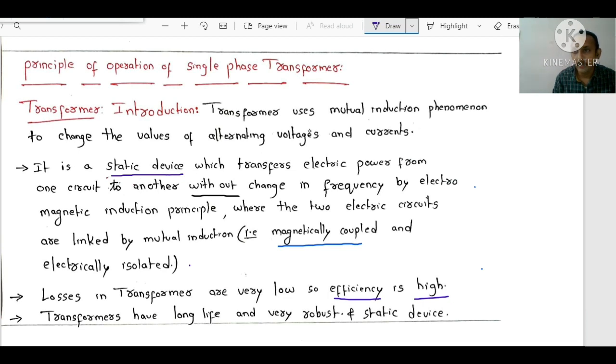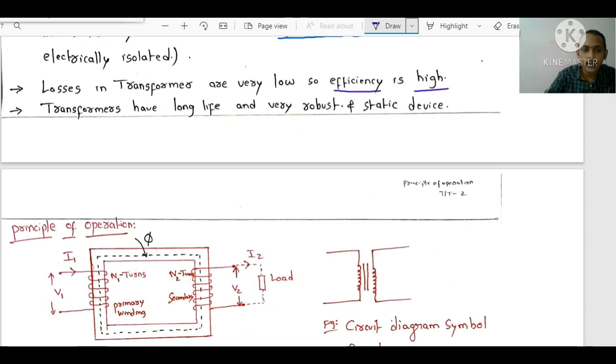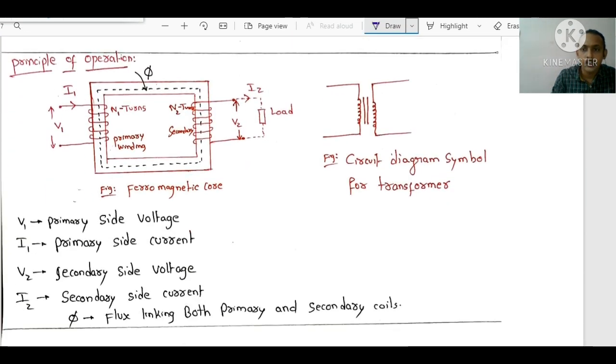So these are some of the features of a transformer. I repeat again, dear students, it transfers power from one circuit to another without any change in frequency. It is a static device, the losses are very low, its efficiency is very high, it has a long life, and it is a robust and static device. Now let me look into the principle of operation and its symbol. This is the electrical equivalent symbol for a transformer. You represent two windings, the primary winding and the secondary winding.